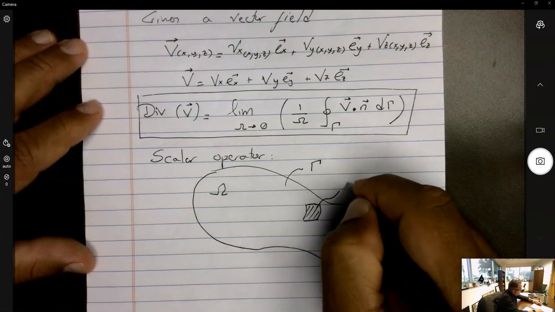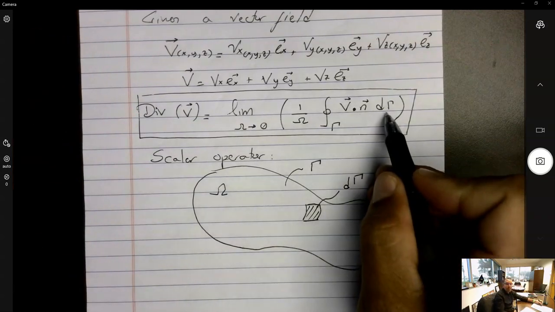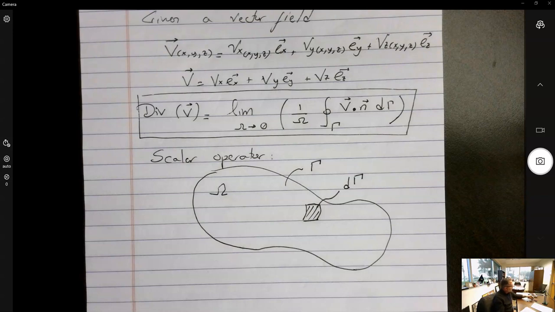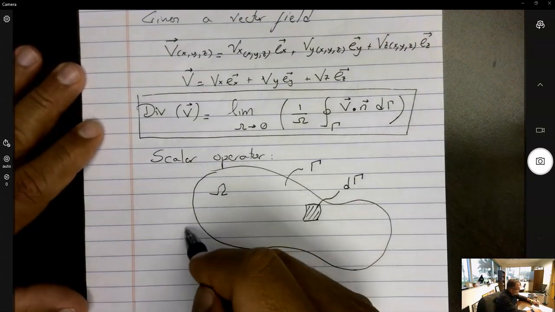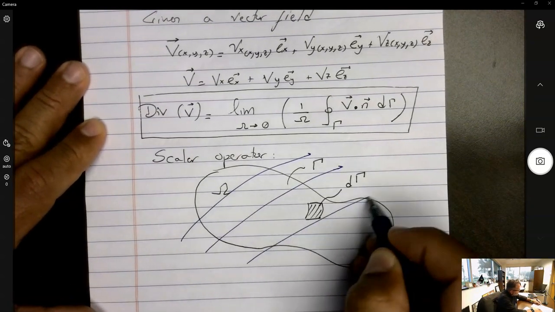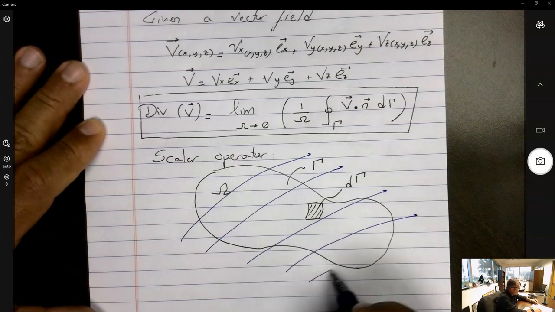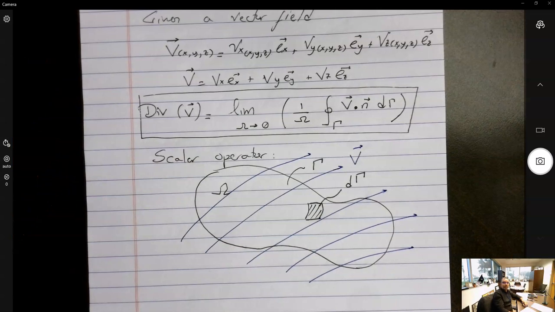We have a piece of that surface, a differential of gamma. That's what is exemplified here in this integral. And crossing that region, we have a vector field, and it has pointy arrows because it is a vector field. So this is V. So the vector field V is actually traversing that space.